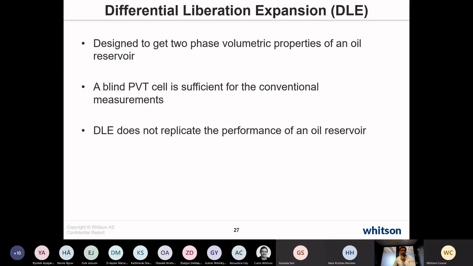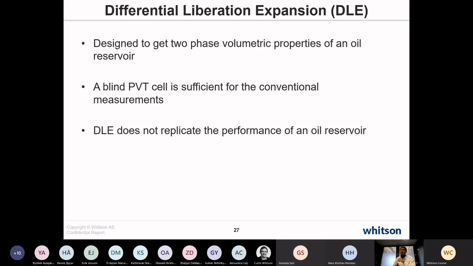And this is another comment, like DLE does not replicate the performance of an oil reservoir. And I think everybody understands that, because in the DLE experiment, what we are doing, we remove the entire gas phase volume, and we end up only having an oil phase in the PVT cell, and we just continue to deplete that and remove the equilibrium gas phase until we reach standard atmospheric pressure where we have the residual oil.